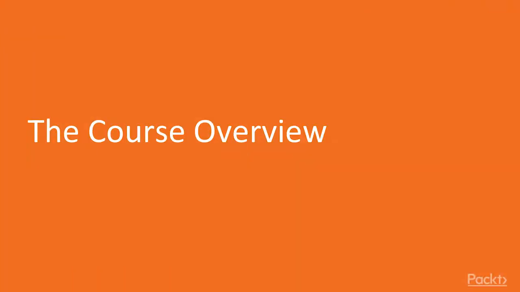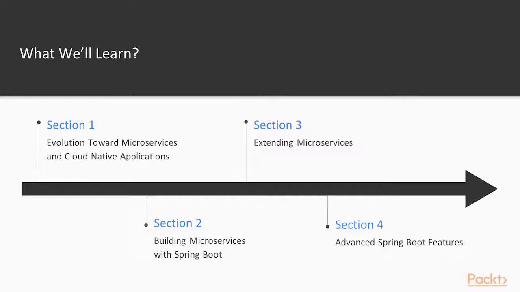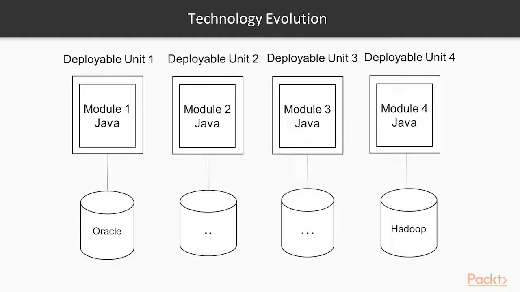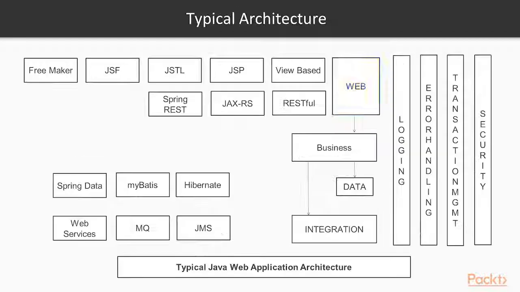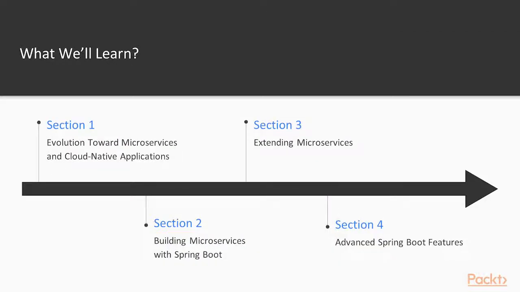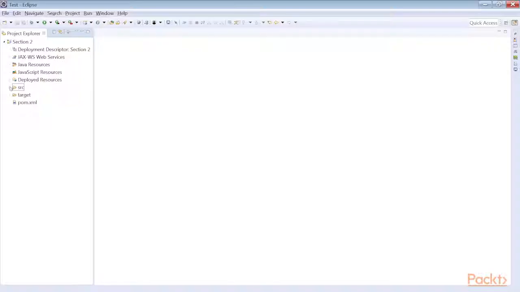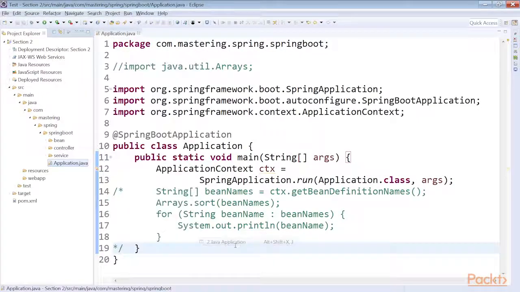Now we will see what we are going to cover in this video course. In the introductory section, Evolution towards Microservices and Cloud-Native Applications focuses on the evolution of application architectures in the last decade. We will get a quick overview of the different Spring projects that help us build cloud-native applications. In the next section, Building Microservices with Spring Boot, we will start with implementing a basic web service while making use of different features from the Spring framework.